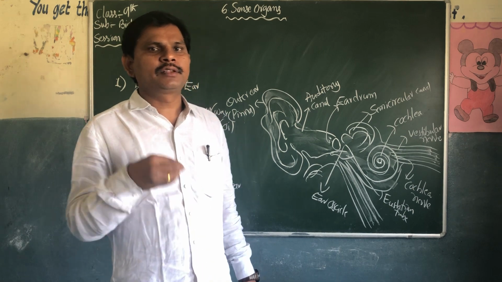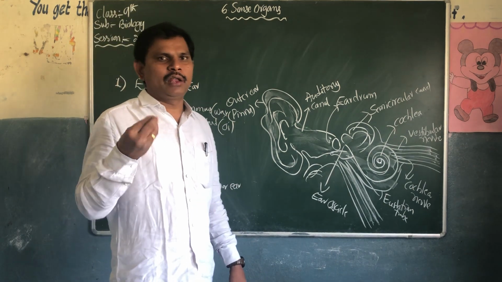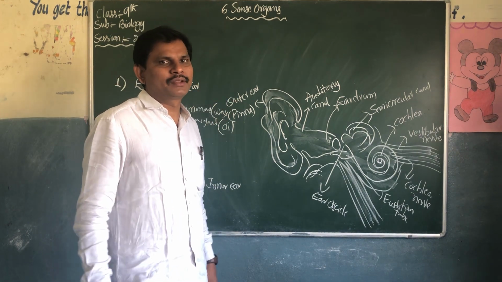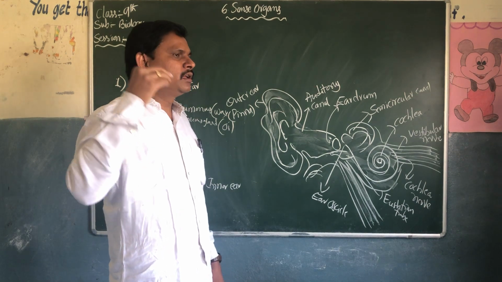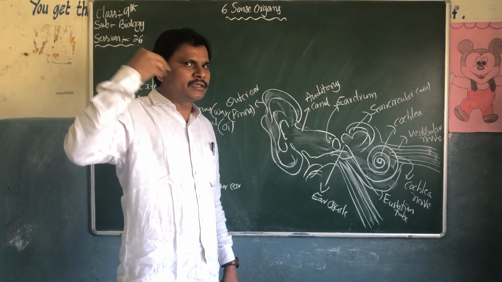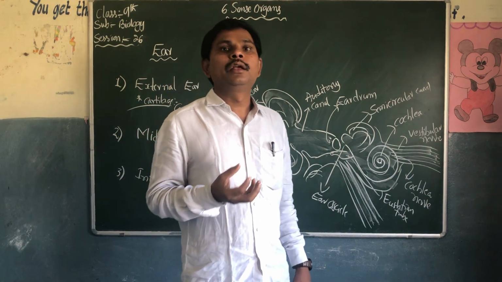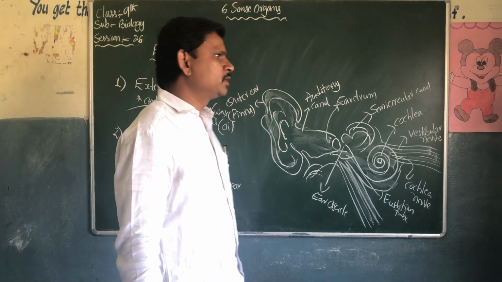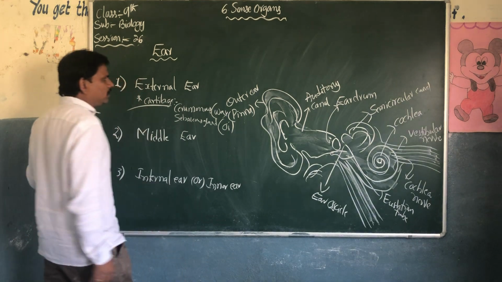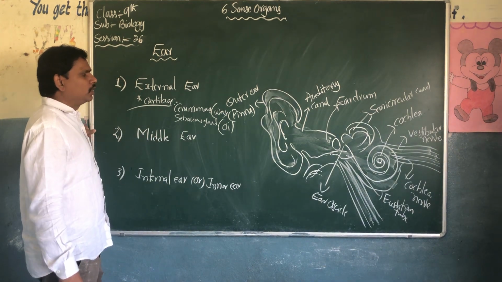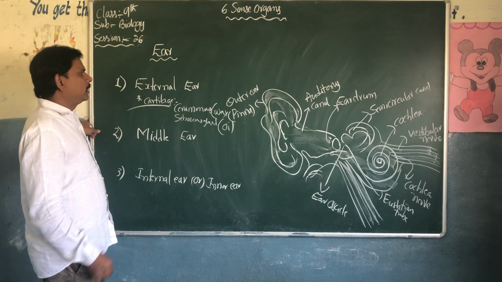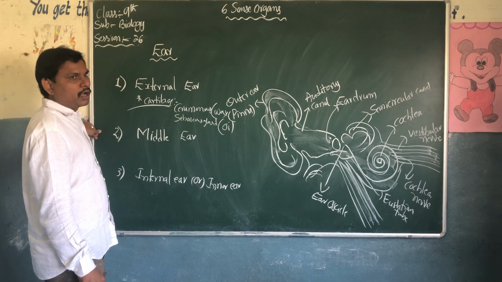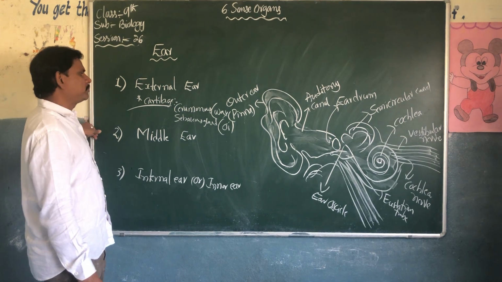This wax and oil lubricate the ear and protect it from dust particles. If any dust particles enter the ear, they will remain in the ear. This wax and oil will prevent the entry of dust particles into the inner ear. So this is about the external ear. It lubricates the ear to protect it from harm, diseases and dust particles.